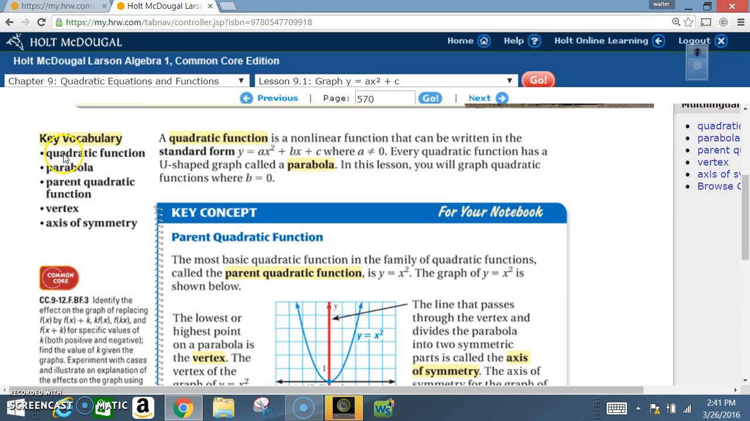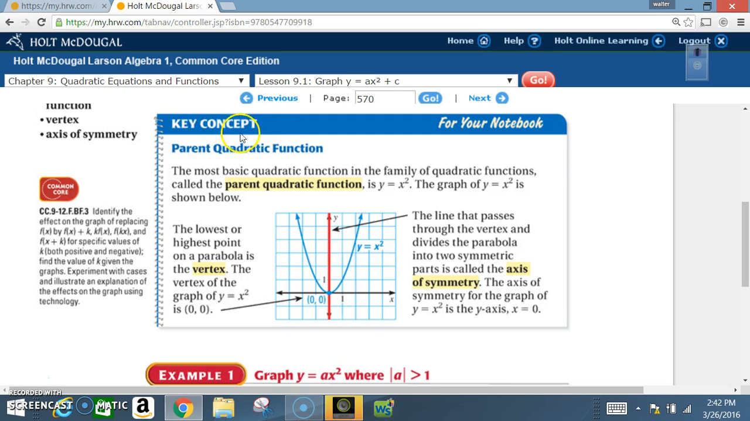Key vocabulary: quadratic function, parabola, parent quadratic function, vertex, axis of symmetry. A quadratic function is a nonlinear function that can be written in the standard form y equals ax squared plus bx plus c, where a cannot be zero. Every quadratic function has a U-shaped graph called a parabola. In this lesson, you will graph quadratic functions where b is equal to zero.